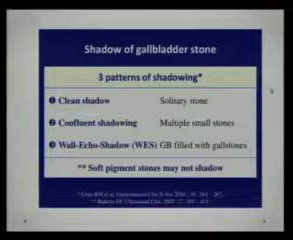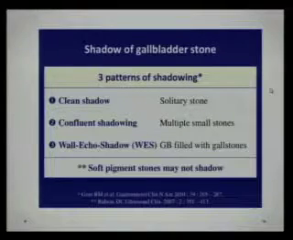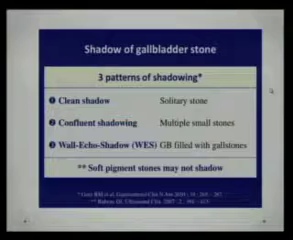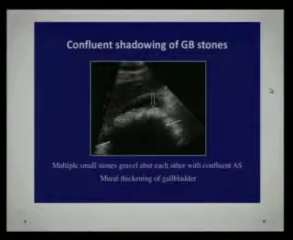Also to know, soft pigment stones may not calcify. These are pigment stones, patients usually who have some hemoglobinopathies or patients who have some vasculitides, who may not show calcific stones. All right, so confluent shadowing. Confluent shadowing occurs when there are multiple small stones that gravel and abut each other, and we have a confluent shadowing that occurs posteriorly.